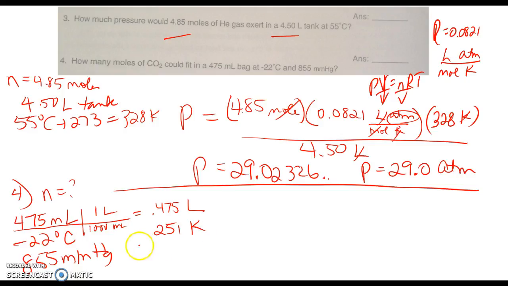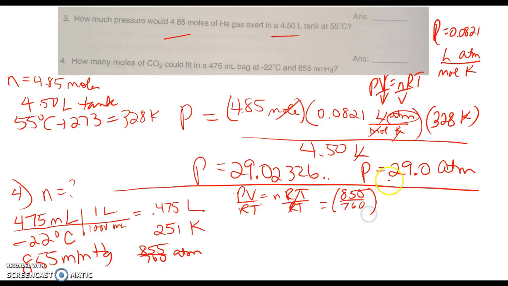And I'm going to change this to atmospheres, which really just would be 855 divided by 760 atmospheres. Because I don't want to round, I'm going to leave it like that for now. So if I have PV equals nRT, I'll divide both sides by RT. So n will equal the pressure, which we have in atmospheres, 855 divided by 760 atmospheres.